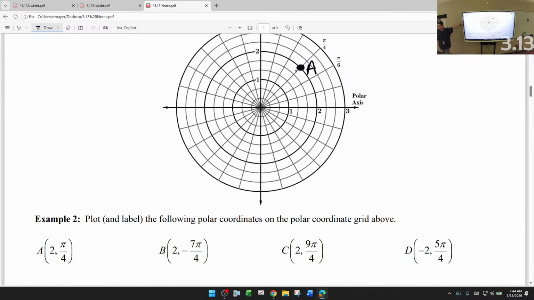9/4. Jonah, what quadrant did I end up in? Oh, it is? Yep. Same point? Yep. Wow. Surely they're not going to put all 4 of them in the same point.